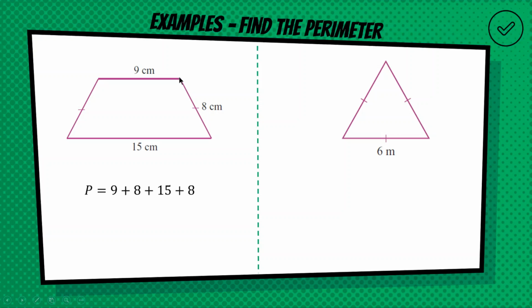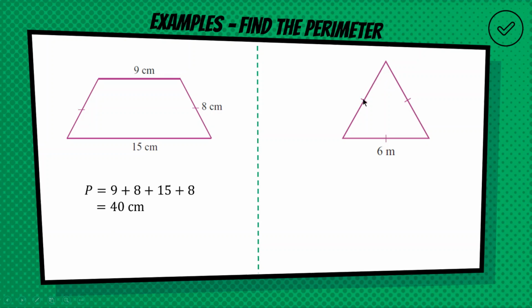Okay, so for this first one, we're just going to say the perimeter is going to be 9 plus 8 plus 15 plus 8. Okay, just add up all your sides. That's straightforward. We get an answer of 40. The only way I can improve that answer is by including my units, which in this question was centimeters. So 40 is a good answer, but 40 centimeters is a better answer.